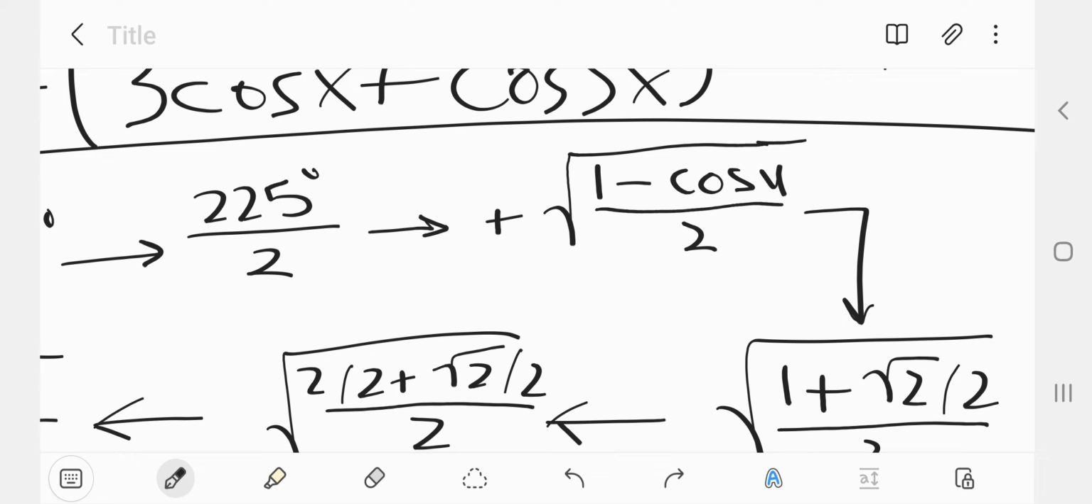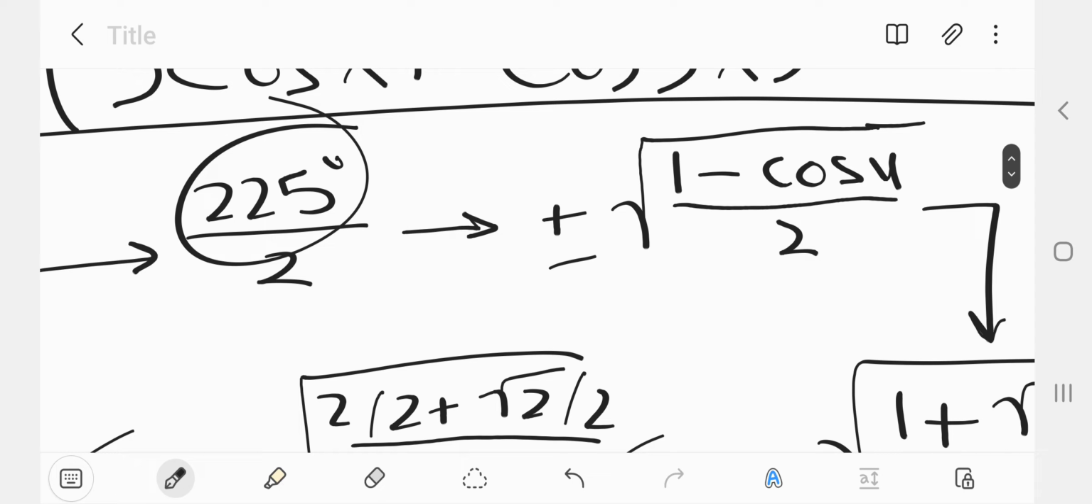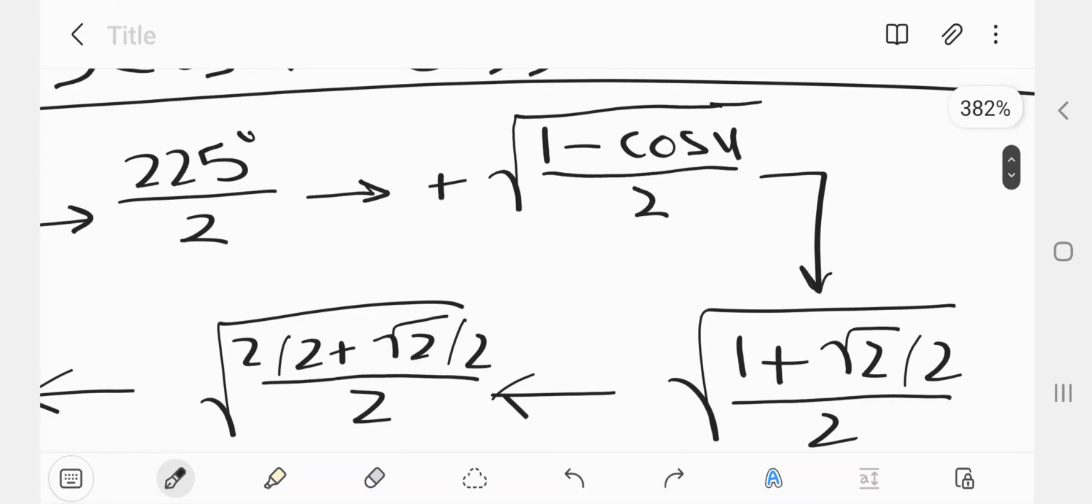So now we use the formula. For cosine, it's actually plus or minus root of 1 minus cosine u, u being this angle right here, all over 2. So we do that. Now u is 225 degrees.